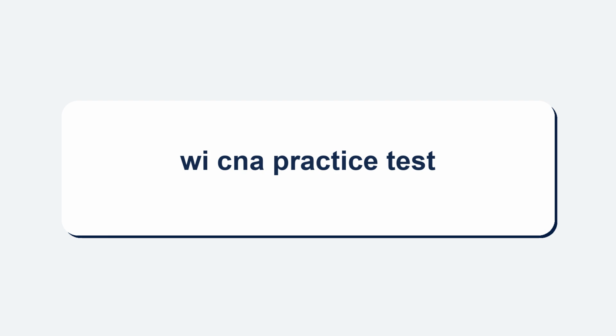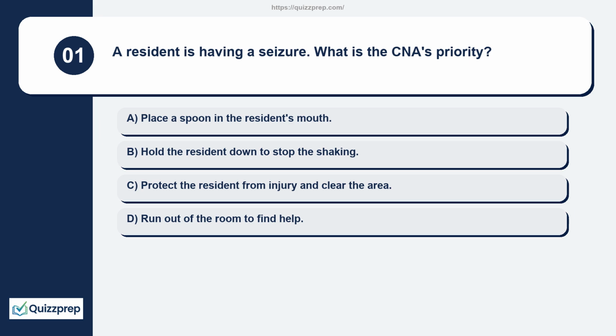CNA practice test. Question 1. A resident is having a seizure. What is the CNA's priority? Place a spoon in the resident's mouth. Hold the resident down to stop the shaking. Protect the resident from injury and clear the area. Run out of the room to find help.